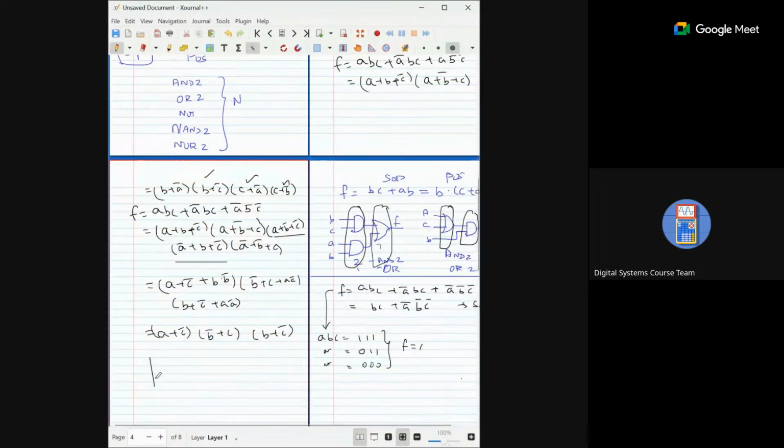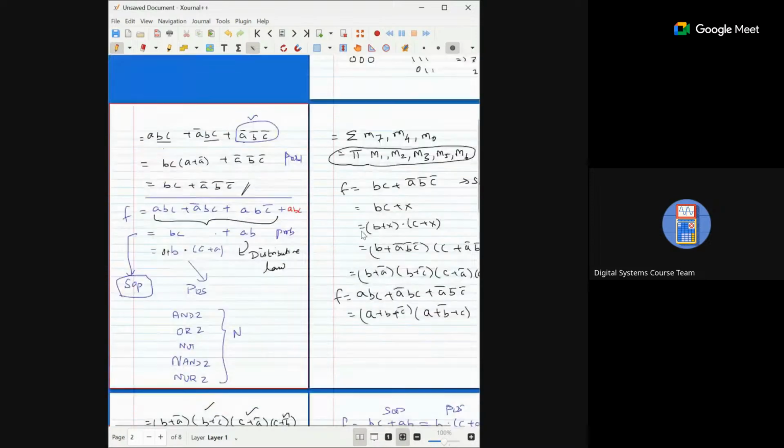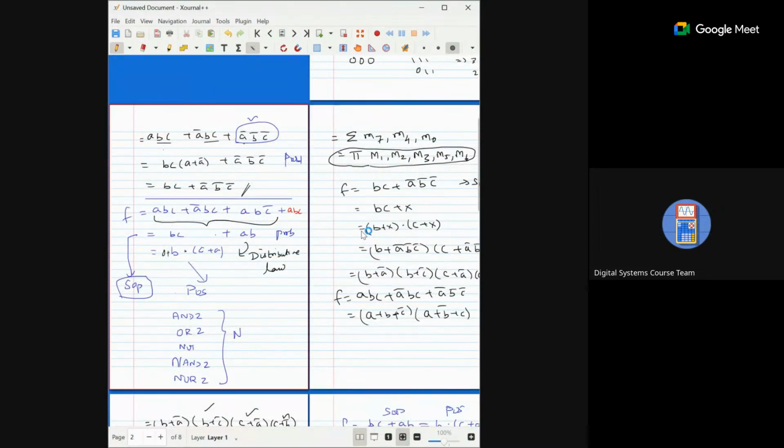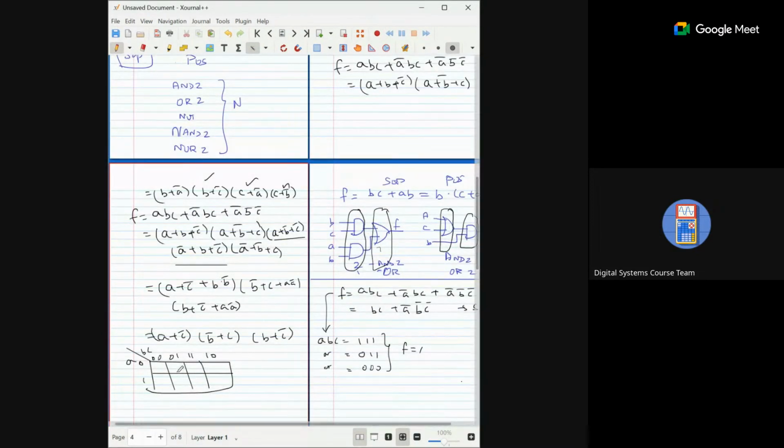I'm just bringing it out this way. What are the max terms? 1, 2, 3, 5, 7. Sorry, 1, 2, 3, 5, and 7. Yeah, I think there is a redundancy. That's why we are cutting like this.